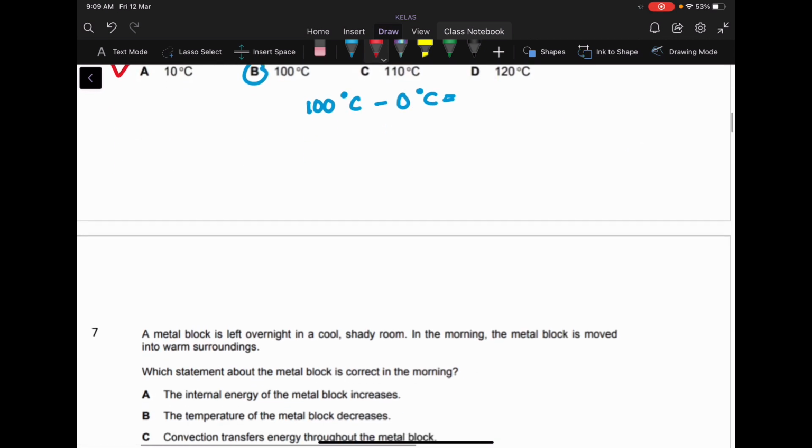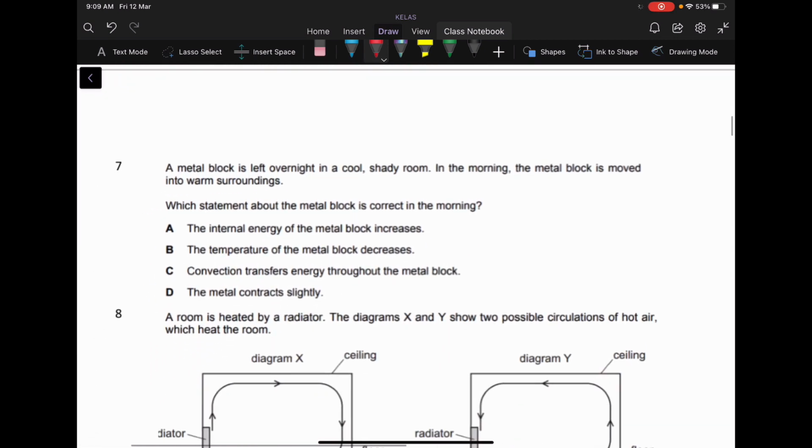Okay, 17. A metal block is left overnight in a cool, shady room. In the morning, the metal block is moved into warm surroundings. Which statement about the metal block is correct? So we want the correct statement. A: the internal energy of the metal block increases. Okay, here it looks like, yeah, maybe, because now we say from cool to warm surroundings. So there is a temperature increase.